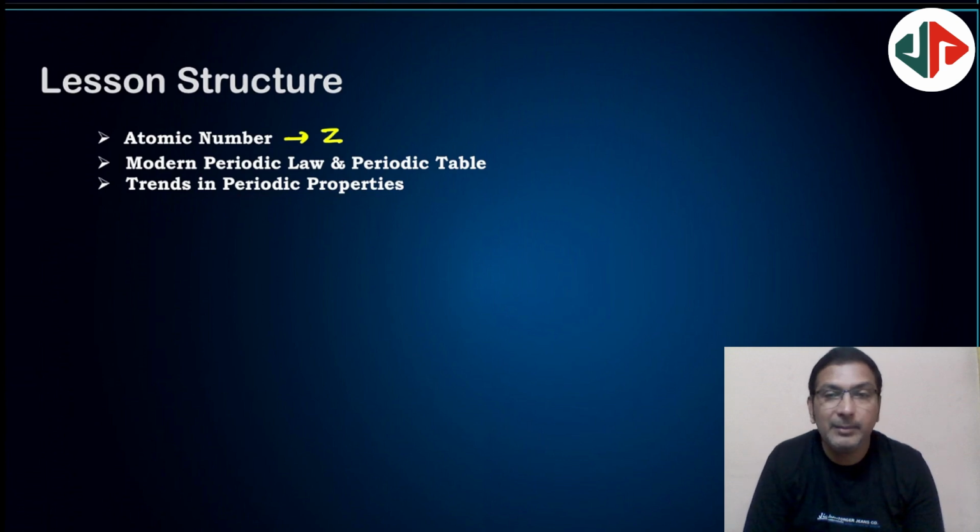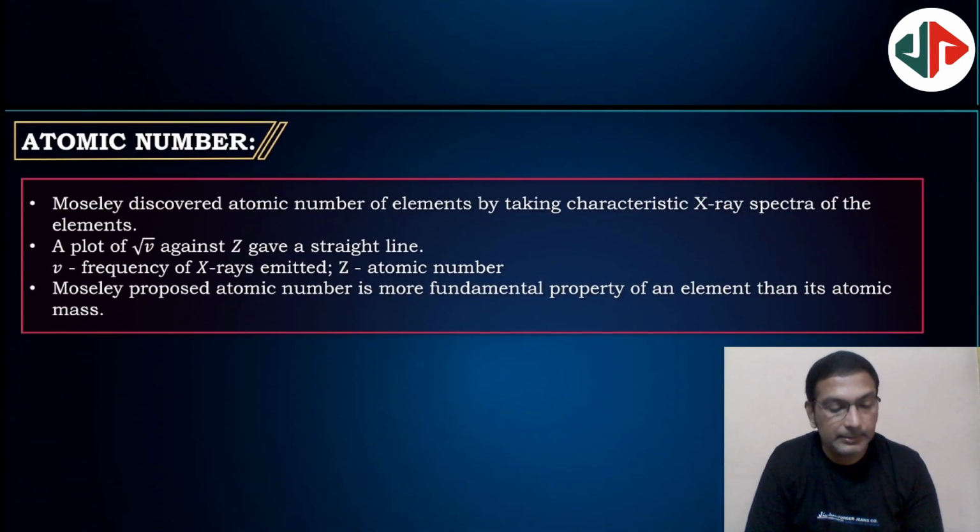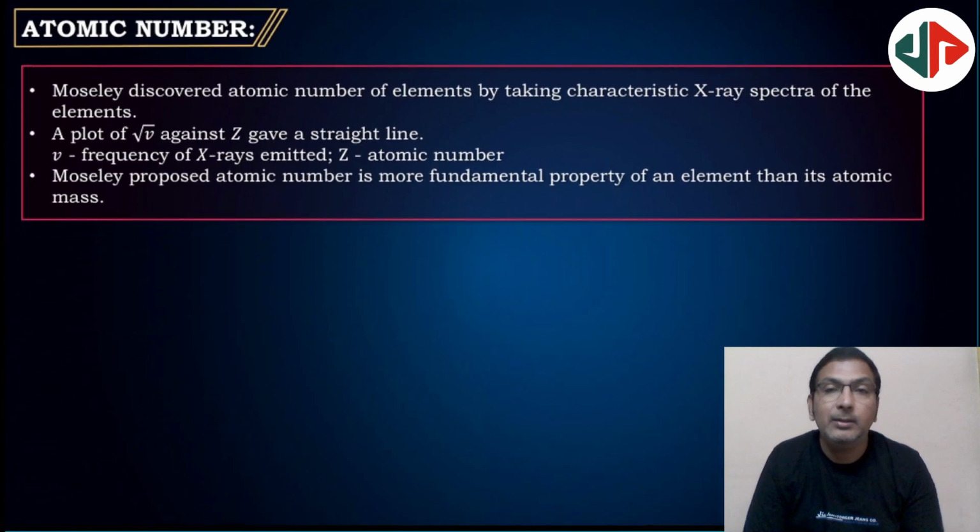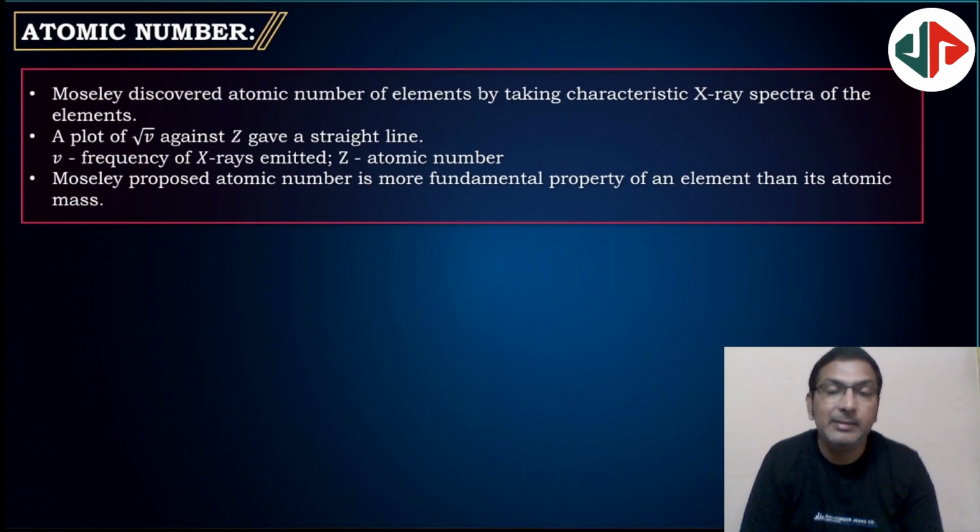So, in periodic properties, we'll discuss atomic radius, ionic radius, ionization energy, electron gain enthalpy, electronegativity, next nature of oxides, diagonal relationship, and so on. We'll discuss points one by one. So, first subtopic is atomic number.